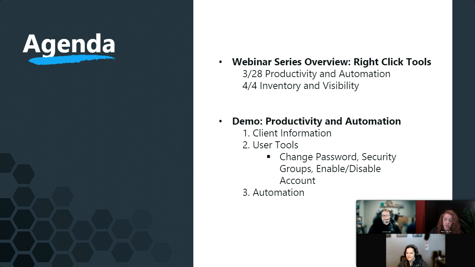Our demo today for productivity and automation, we're going to go over three main topics. First will be client information. Then we'll go into user tools, so you can see how to change passwords, security groups, and enable and disable accounts. And then we'll go into automation, which is personally my favorite piece.